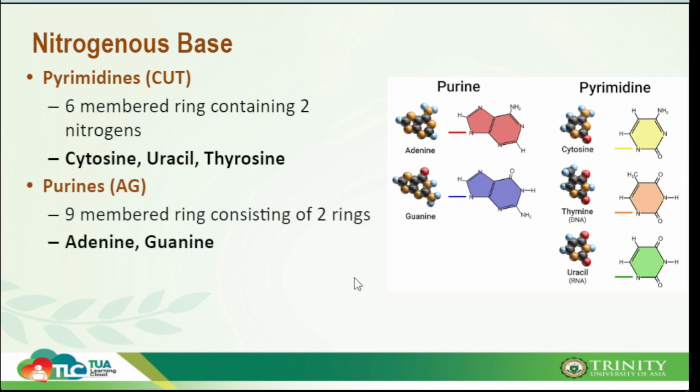So, pyrimidines are 6-membered rings. So, let's count. 1, 2, 3, 4, 5, 6. So it's in the form of a hexagon containing 2 nitrogens. Where are the 2 nitrogens? You have 1 nitrogen here and another nitrogen over here. Now, your pyrimidines have 3 forms. Your cytosine, your uracil, and your thymine.